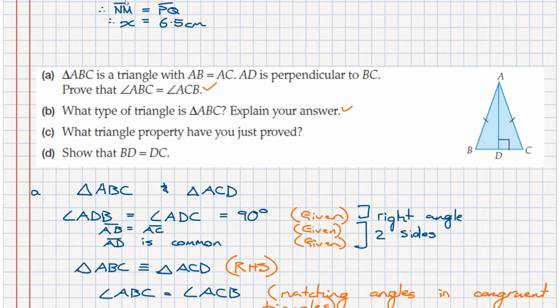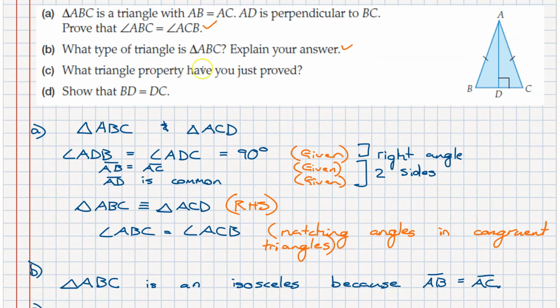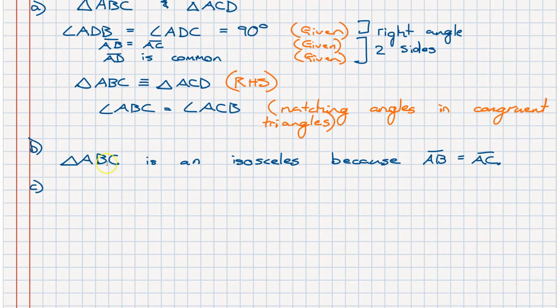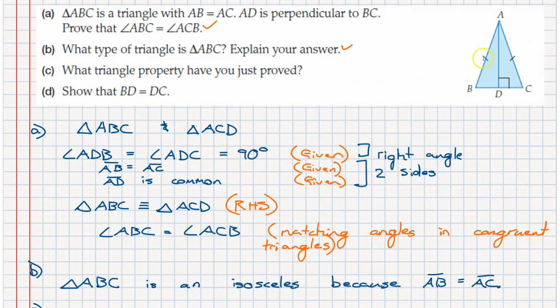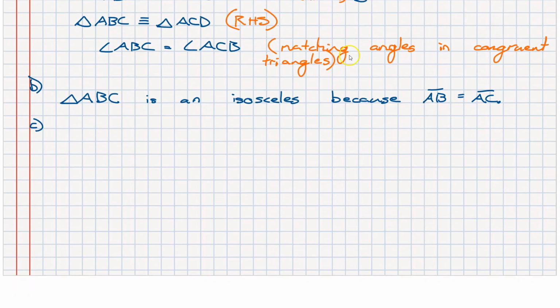We should label these. Part C. What triangle property have you just proved? Okay, so a bit of an out there question. What property have we just proved? We'll think about it. Triangle ABC is an isosceles because AB is equal to AC. We proved that these 2 triangles here are congruent because there's a common right angle in here. And furthermore, the 2 sides are equal. So what that's suggestive of is that in an isosceles triangle, the angle formed in here and the angle formed in here also have to be equal. So angles ABC and ACB are equal.